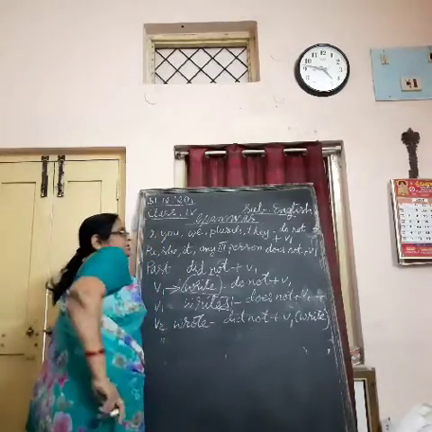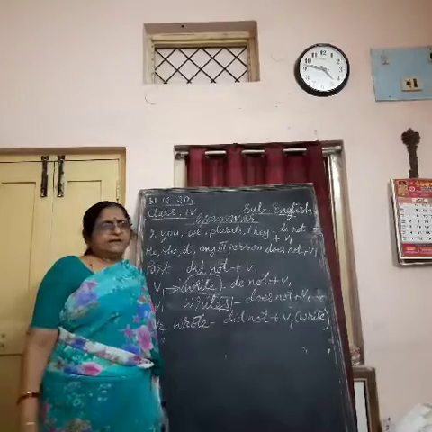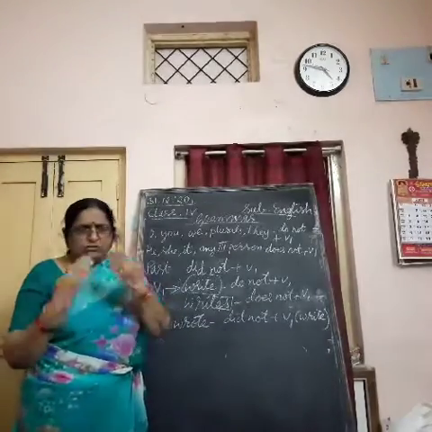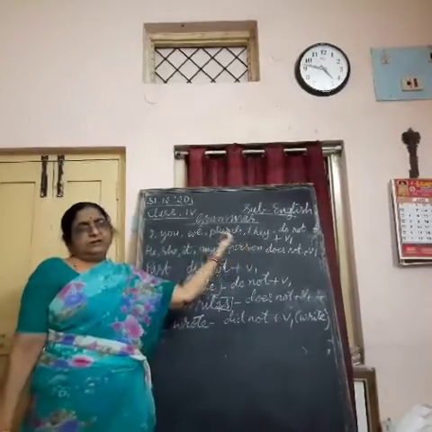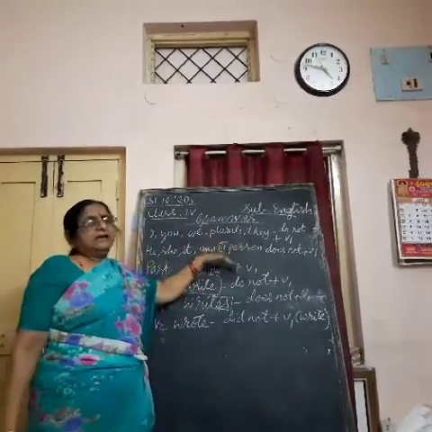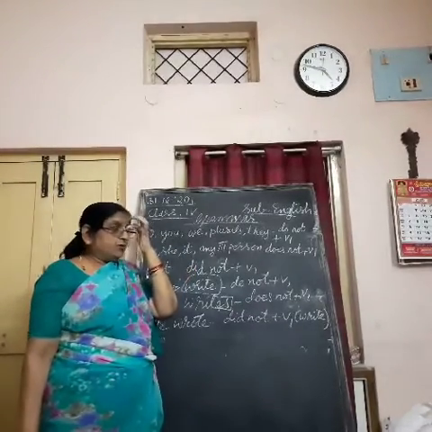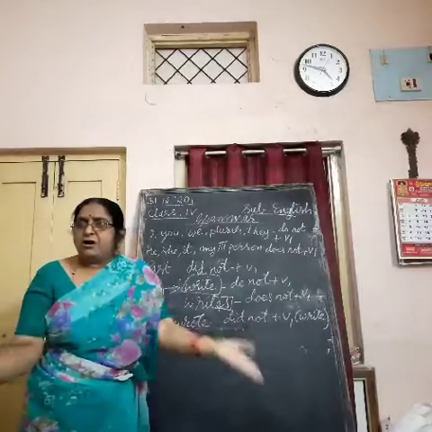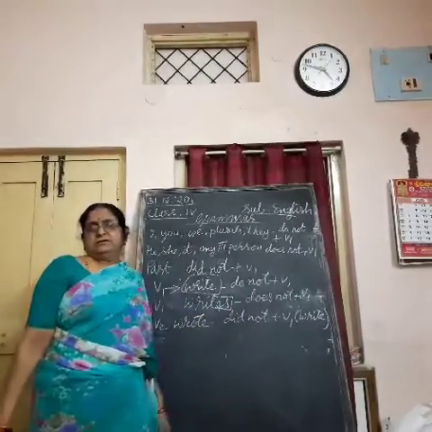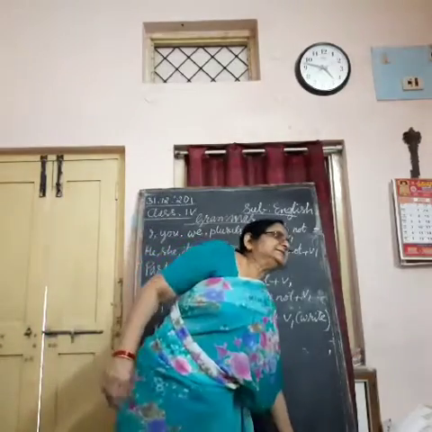For example, my friends go to the market. My friends do not go to the market. Lata goes to the market. Lata does not go to the market. What is the past tense of go? Went. I went to the market. I did not go to the market. I hope you understood. Based on this, you have one exercise in the textbook.